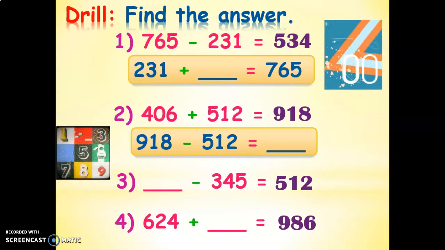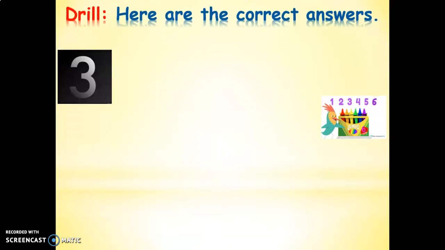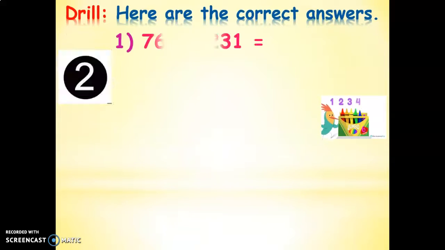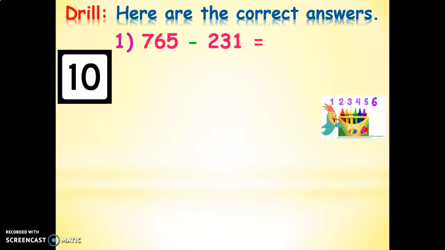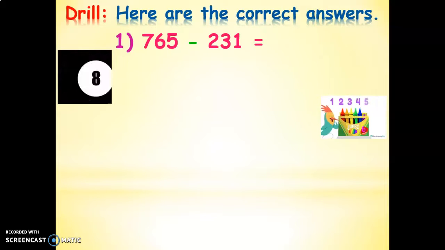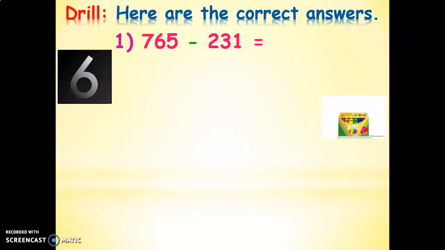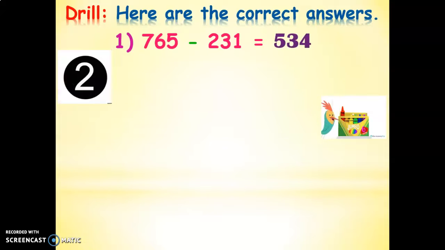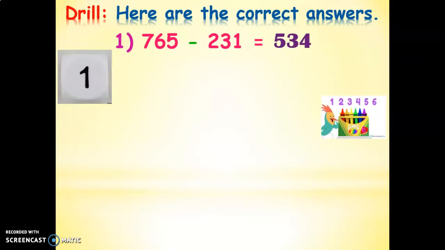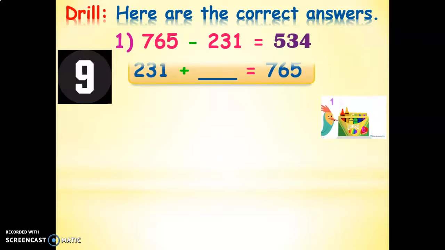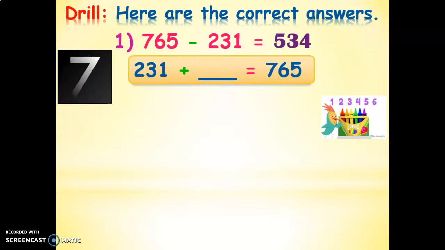And if you are ready, you can now find out if you are able to get the correct answers for the drill. So here are the correct answers. For number 1, we have the subtraction sentence 765 minus 231 equals 534. Now let's complete the inverse operation of this equation. The inverse operation will be addition.